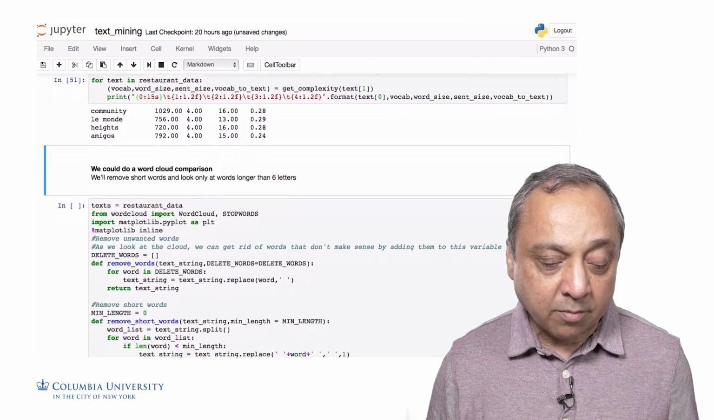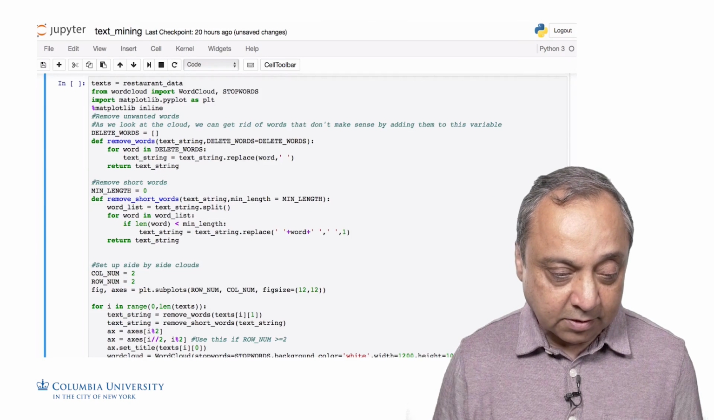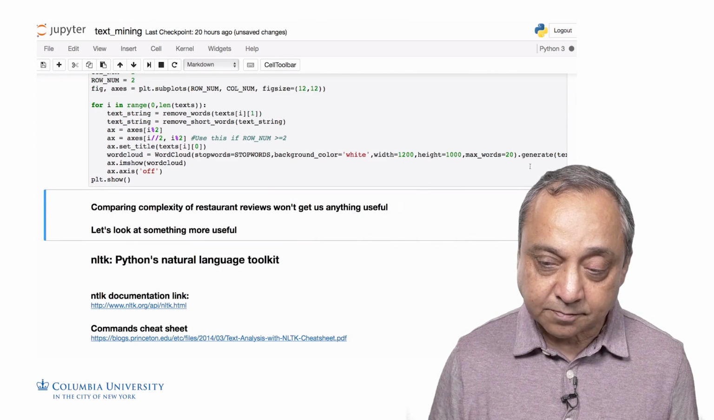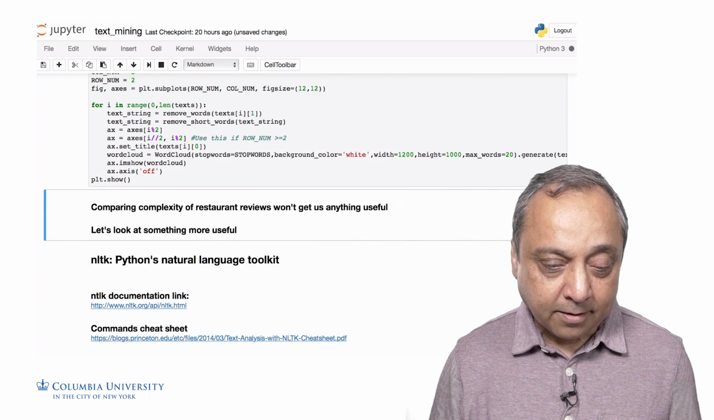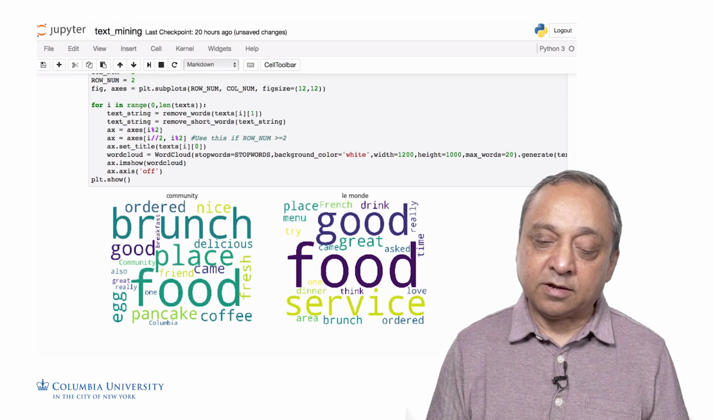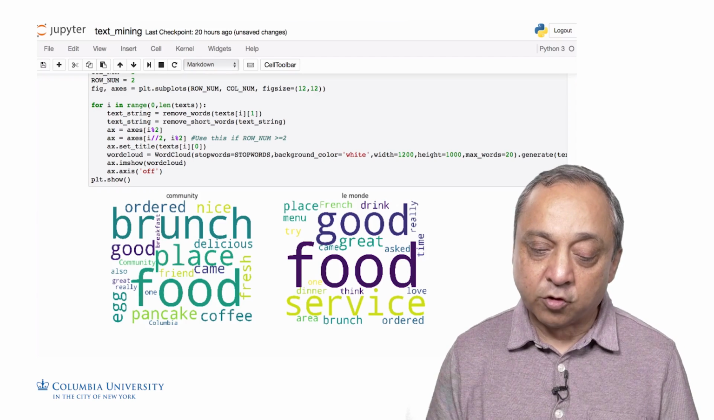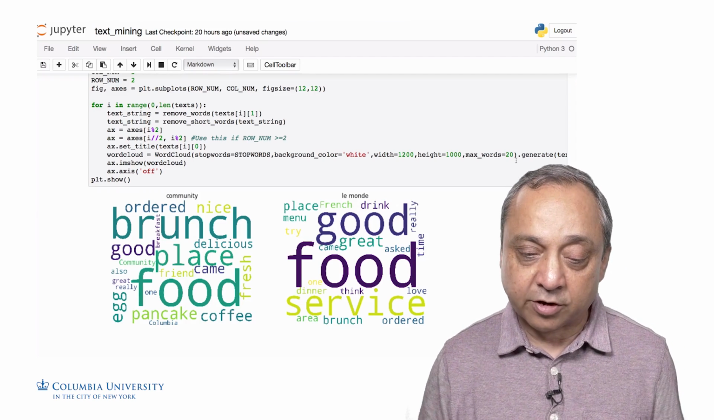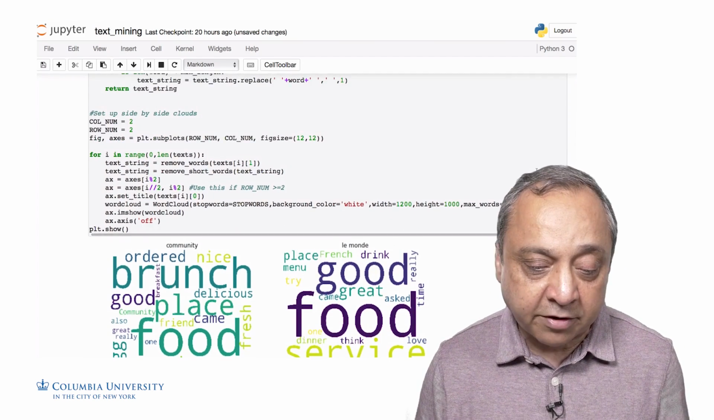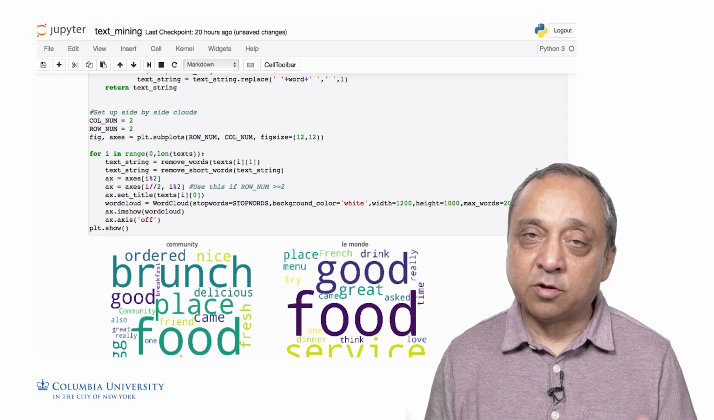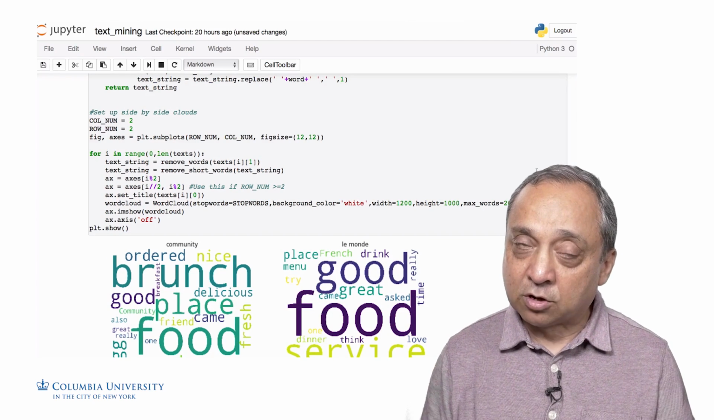We could do a word cloud comparison. So let me just run this and show you what we're going to get out of it. What we want to see is, are there differences in the way these restaurants are viewed by the reviewers. If you had 1,000 reviews, this would actually be very, very useful. So we generate word clouds, which we saw how to do before.